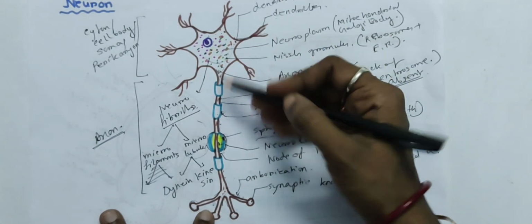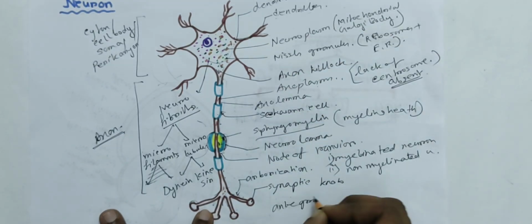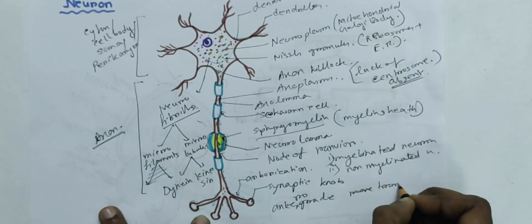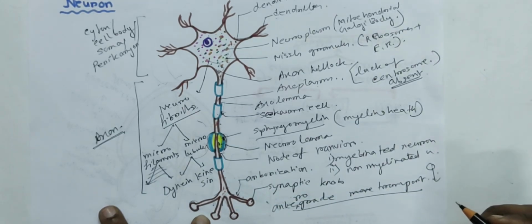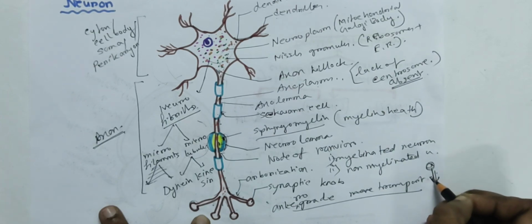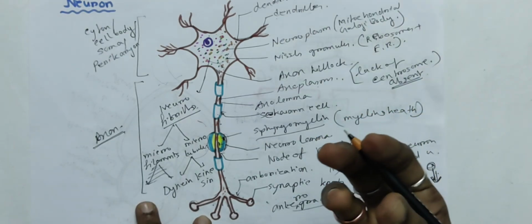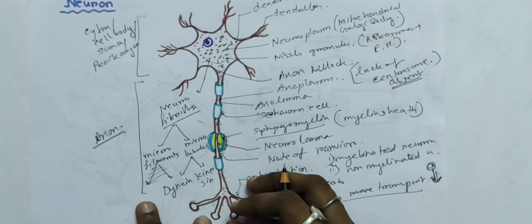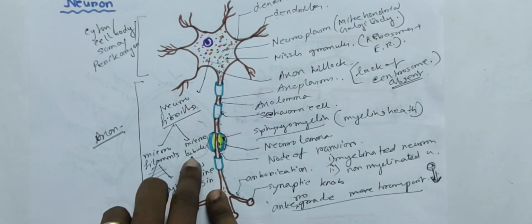These vesicles are transported from cell body to axon terminal, and this movement is called antegrade or anterograde transport. This is the cell body and this is the axon. In this direction, from cell body to axon, the neurotransmitter-filled vesicles are transported from cell body to the axon terminal with the help of the kinesin protein. Where is the kinesin protein located? This kinesin protein is located on the microtubule.